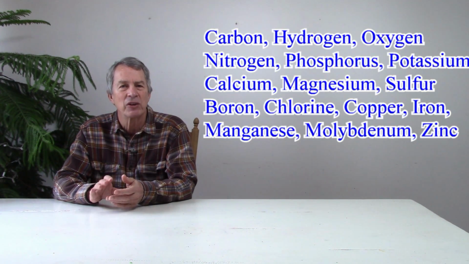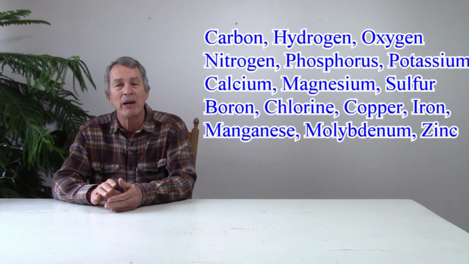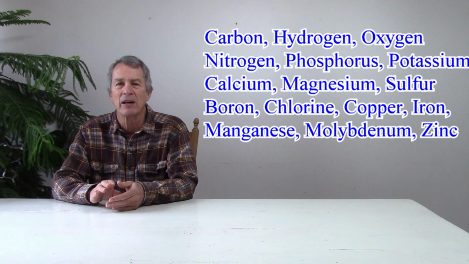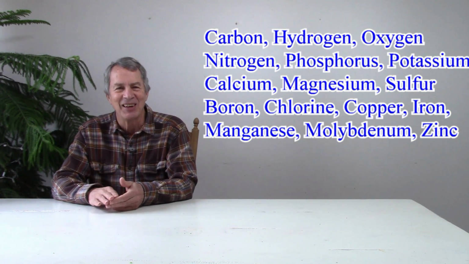In order of the quantity used, we have the three non-mineral nutrients of carbon, hydrogen, and oxygen, then the primary nutrients of nitrogen, phosphorus, and potassium, followed by the secondary nutrients calcium, magnesium, and sulfur, and last we have the micronutrients boron, chlorine, copper, iron, manganese, molybdenum, and zinc.